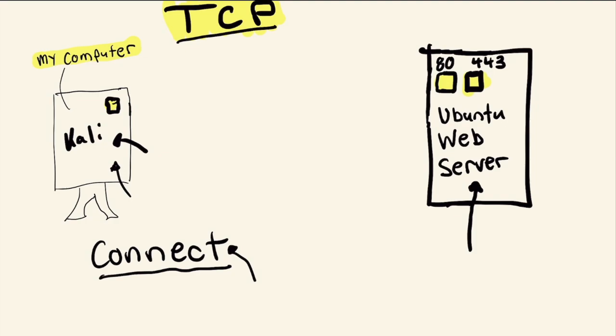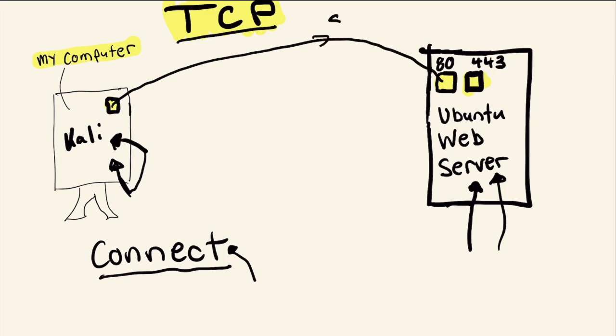So here we have our Ubuntu web server, and we have our host here, which is a Kali machine. Here we are going to send a SYN message to port 80, which is the first part of the three-way handshake. And if this is open and listening on port 80, it will respond with a SYN acknowledge message.